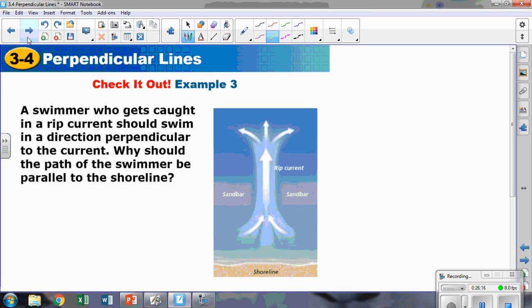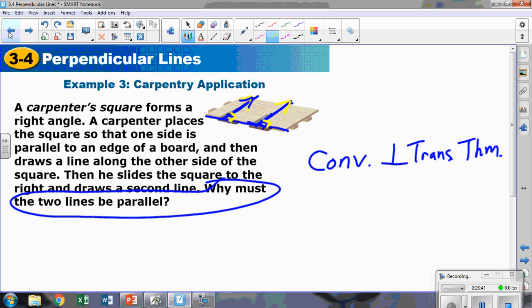Similarly, why is it that if we have a rip current, why would the rip current have to be perpendicular? Why should the swimmer swim parallel to the shoreline? It's the same reason. They should swim parallel so that they can take advantage of the converse of the perpendicular parallel theorem.